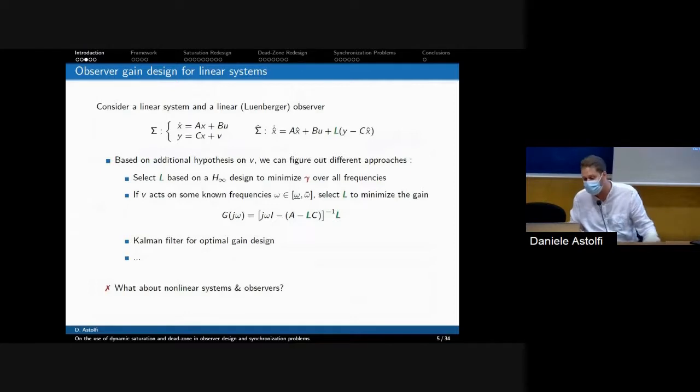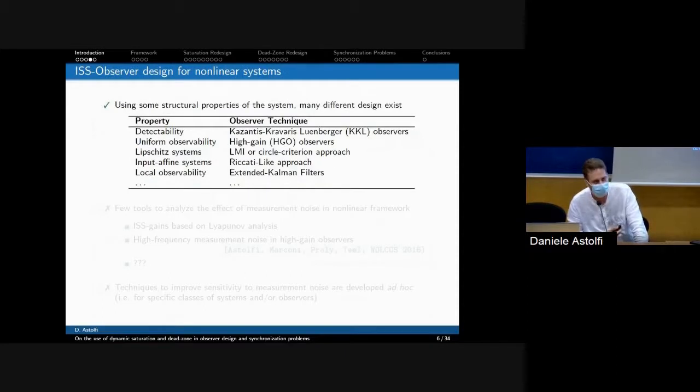For a nonlinear system, and therefore a nonlinear observer, things are much more involved. First of all, we have to recall that for nonlinear systems, there are many, many different techniques. And those techniques depend basically on the property of the plant's dynamics and its uniform observability properties. So I just recall some of the available techniques. For instance, if the system is detectable, then we can use the Kazantzis-Kravaris-Luenberger observer. If the system is uniformly observable, we can use a high-gain observer, and so forth.